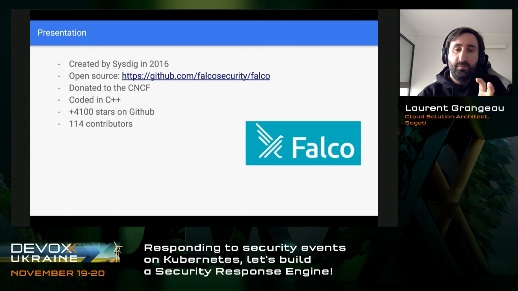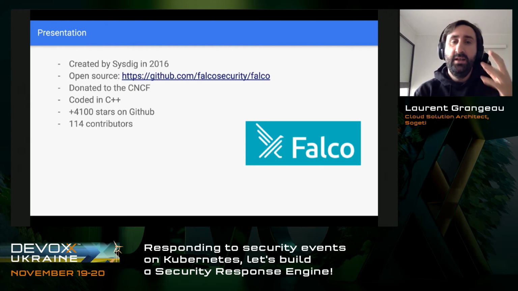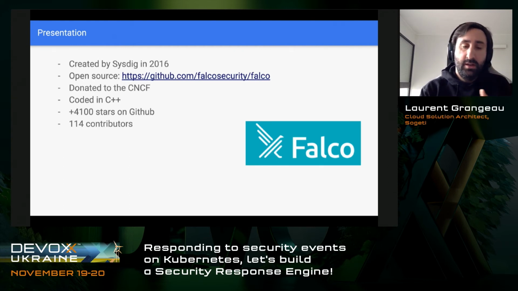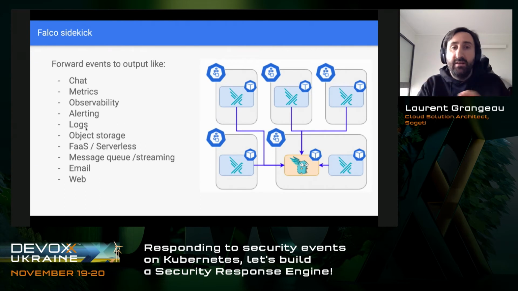Basically, Falco is a security module that can be injected into the kernel inside your running cluster, and it will just see what syscalls are being called and what we can do with that. So it uses syscalls to secure and monitor our system. It can be run, of course, on Kubernetes, but it can also be run on virtual machines. Basically, it parses the Linux system calls from the kernel at runtime, so you can see what's happening in the engine and just react to events.